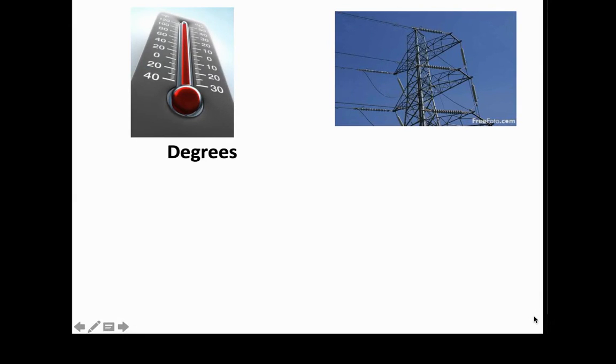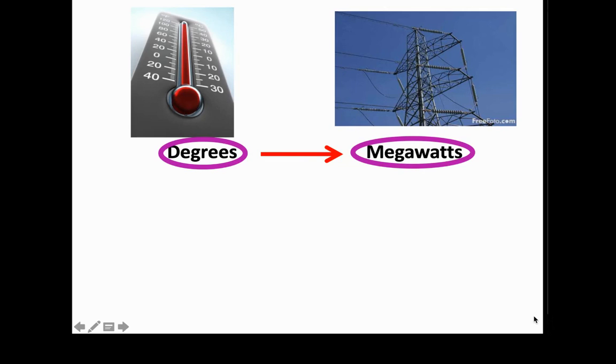Heat. How hot is it outside? How many megawatts are used in a system? Talking about electrical, like the whole region-wide electric system. So, 70 degrees, 200 megawatts being used on the system.